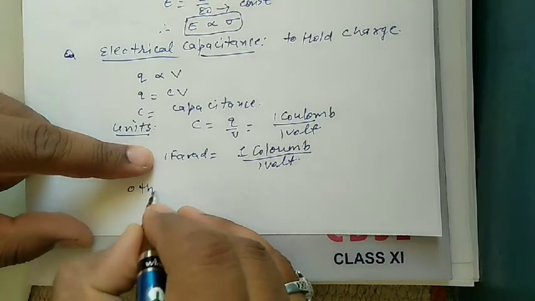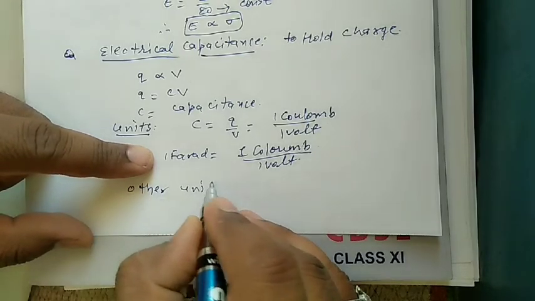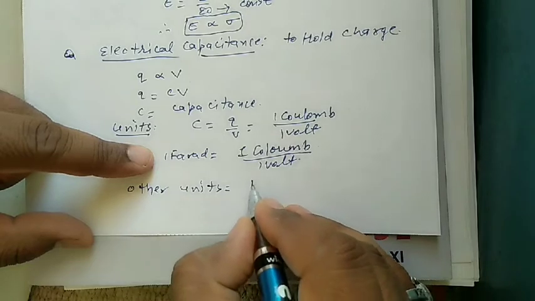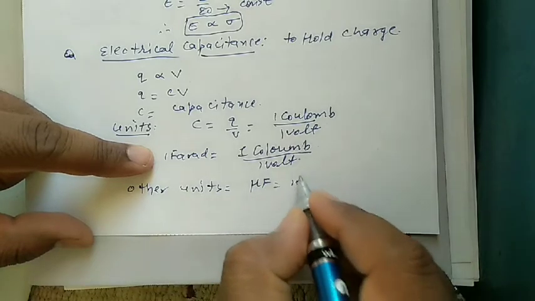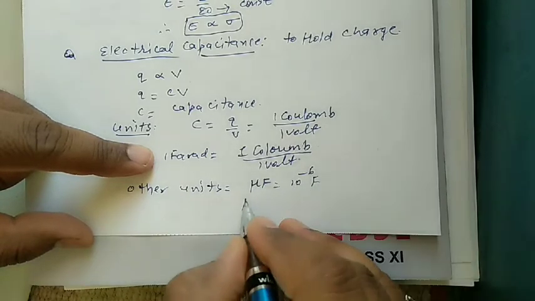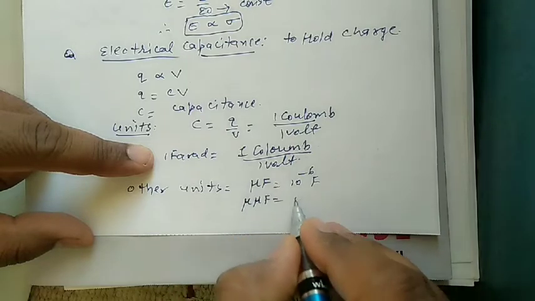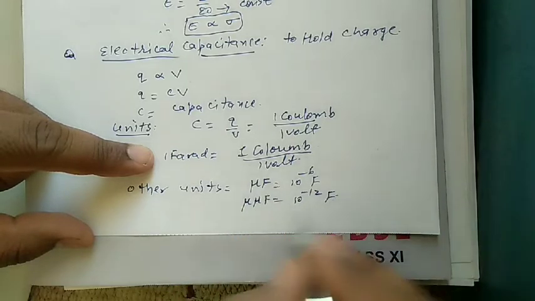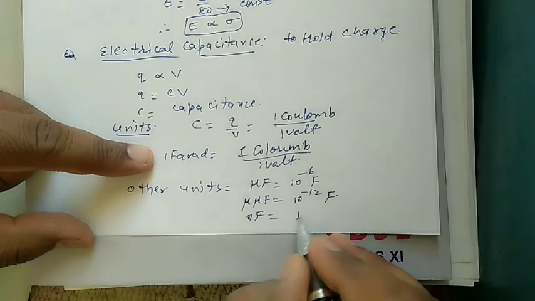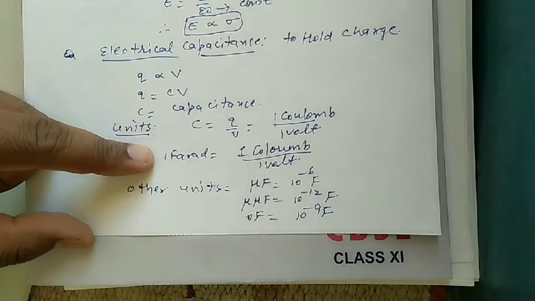Other units: millifarad 10 power minus 3 farad, microfarad 10 power minus 6 farad, picofarad 10 power minus 12 farad, nanofarad 10 power minus 9 farad.